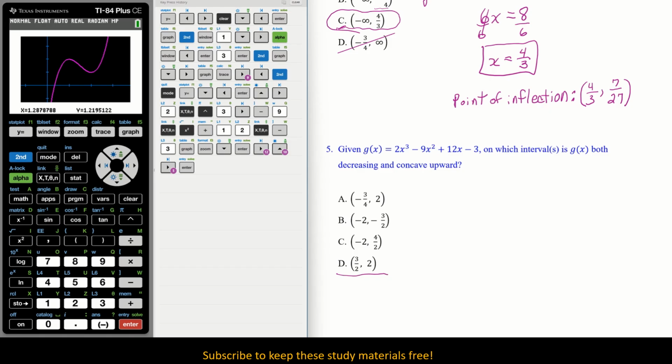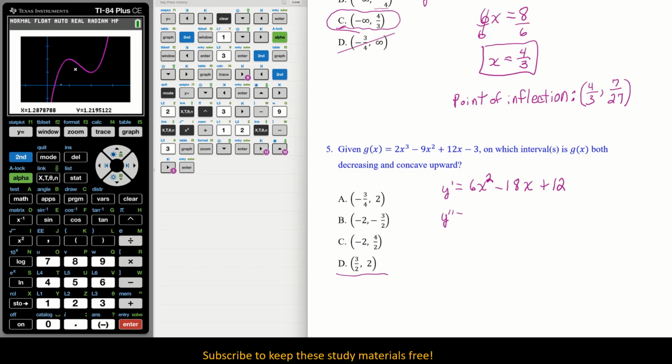What do we need to do? We need our second derivative. Okay, so we need y prime equals 6x squared minus 18x plus 12. Now we need the second derivative. y double prime equals 12x minus 18 equals 0.